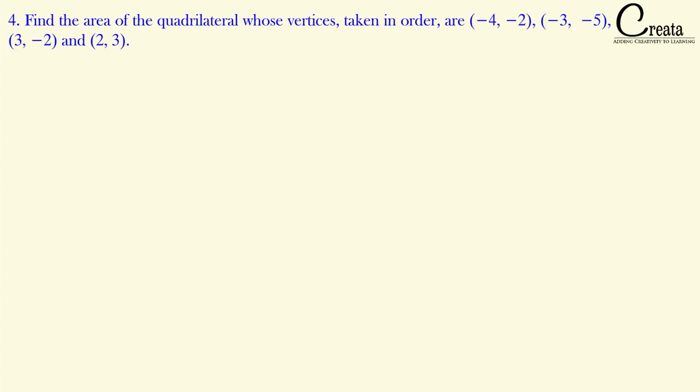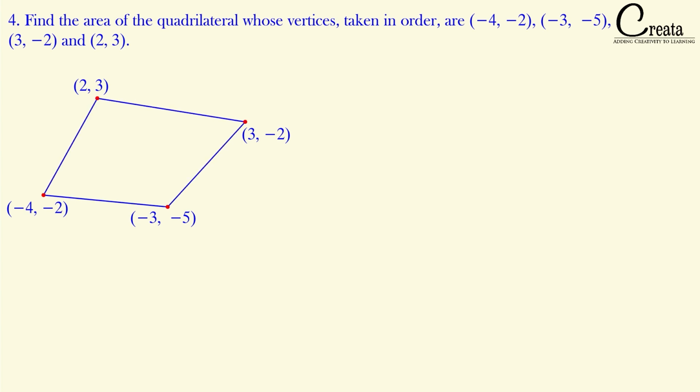Let's move to question number 4. Find the area of the quadrilateral whose vertices taken in order are (-4, -2), (-3, -5), (3, -2) and (2, 3). So let's approach the question. This question is talking about 4 points, and these 4 points are joined to form the quadrilateral. So this is the quadrilateral and we have to find its area.